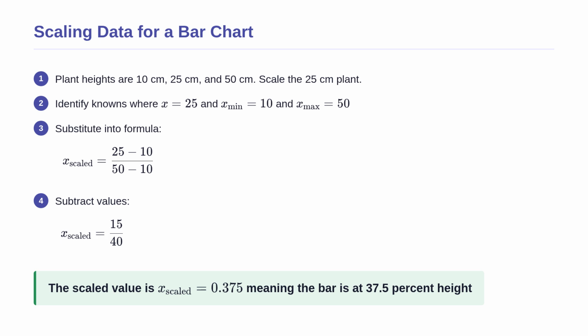We substitute these into the numerator and denominator. Subtracting gives us 15 divided by 40. Dividing 15 by 40 results in a final scaled value of 0.375. Physically, this tells the digital presentation tool to draw the bar for the middle plant at exactly 37.5% of the total height of the chart's vertical axis.